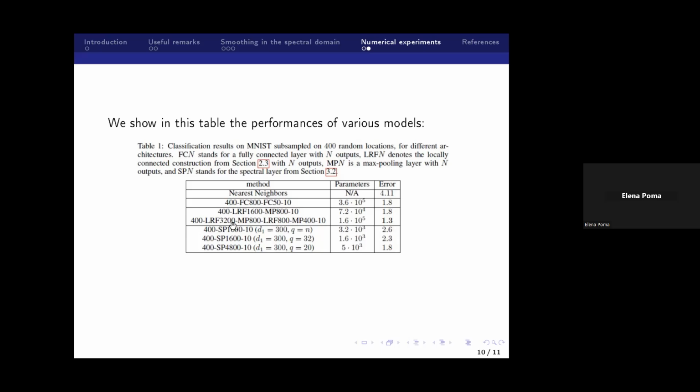And this gives an error of 2.6, but we see that when we apply the smoothing procedure with Q equal to 32, the parameters are half of the parameters of the previous one, and the error is better than the error of the previous neural network. And we see that if we enable the parameters to get very large, the error is the same as this neural network, but with fewer parameters, because here we have 10 to the power 3, and here 10 to the power of 4. Yes, and these are the references that we used.